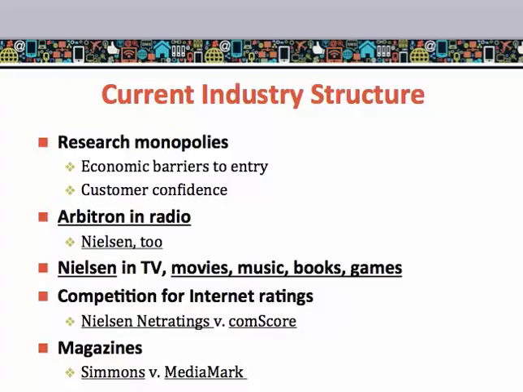The research industry is an industry in itself, and it is basically monopolized in the sense that there are a handful of database services that provide the information to the companies, and there are very high economic barriers to entry. That's why there is very little competition trying to rise up to that giant level.